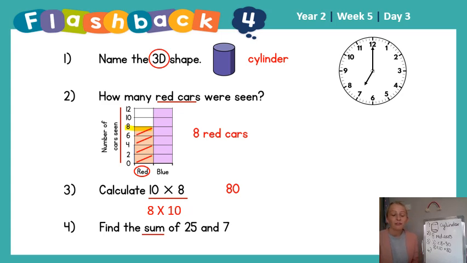Okay, question number 4. Find the sum of 25 and 7. So sum just means the same as total. Find the total of 25 and 7. So we need to do 25 add 7. Now for this, you can do it in your head or you can do 10s and 1s. So we're going to start with doing it in our head and counting on. So I need 25 in my head and 7 fingers. Ready? So 25, 26, 27, 28, 29, 30, 31, 32.